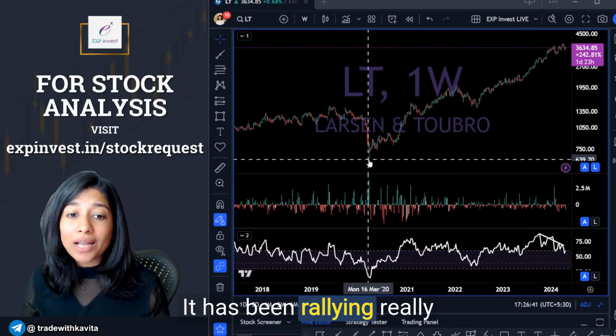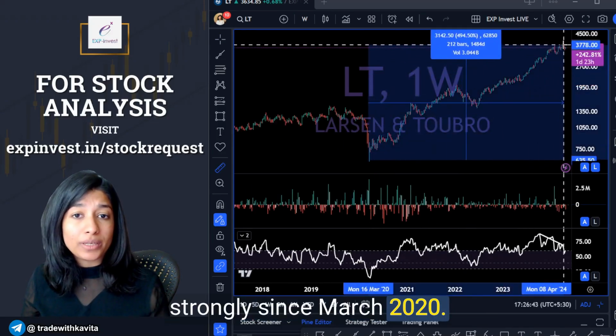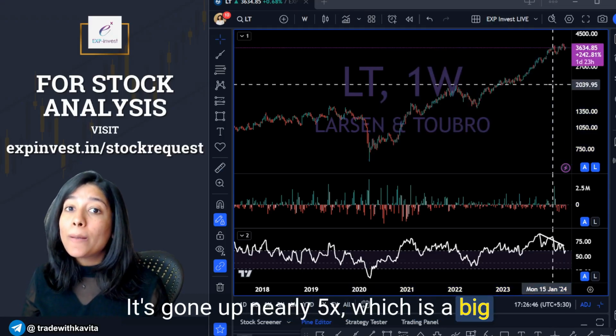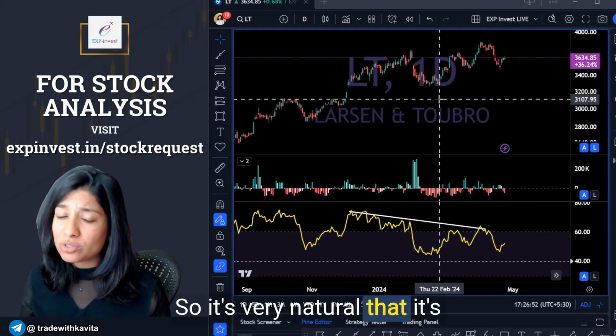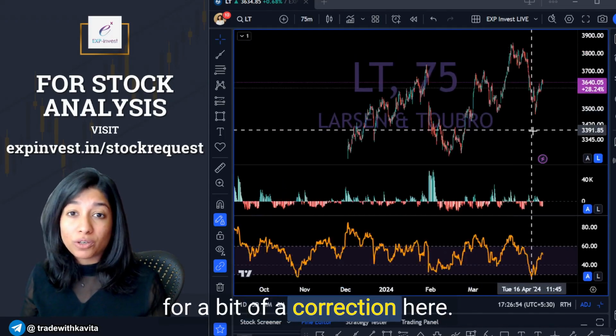It has been rallying really strongly since March 2020. It's gone up nearly 5x, which is a big deal for a gigantic stock like L&T. So it's very natural that it's losing momentum and is pining for a bit of a correction here.